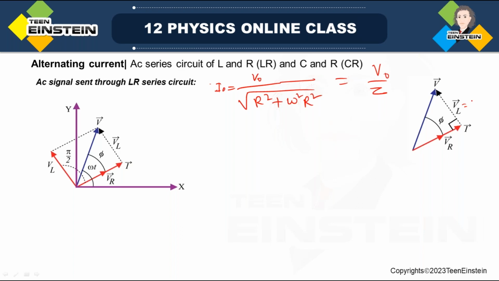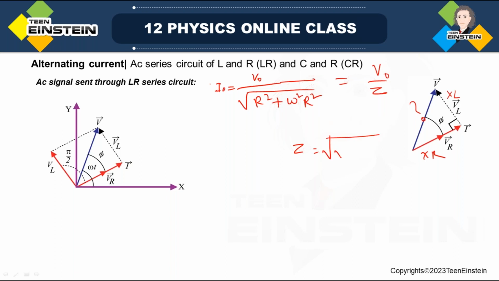So this is actually omega L, I0 into omega L. This is I0 into R. Okay, so I can write this in a similar way, simply as XL. This one is XL. This is XR. So what is this? This hypotenuse is nothing but Z.